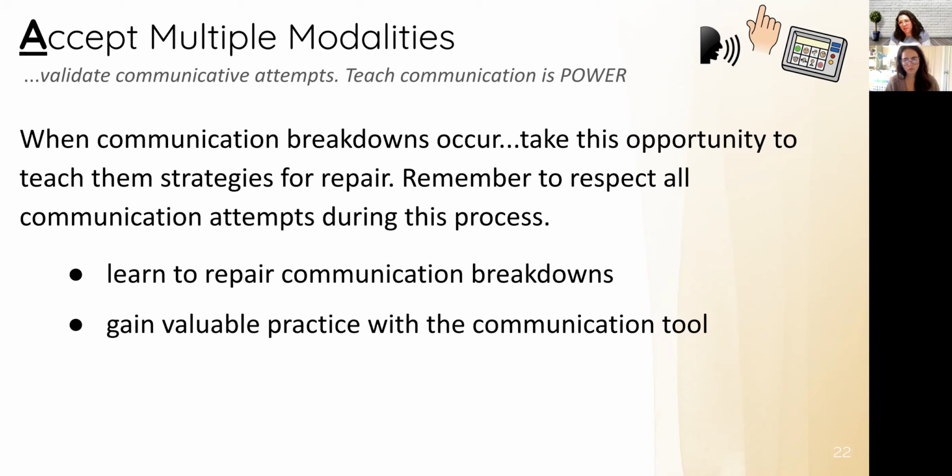Now, communication breakdowns are going to occur. We have communication breakdowns all the time. I have them on a daily basis. Hourly. So they're going to occur. Just know that, and know that it's a teaching opportunity.